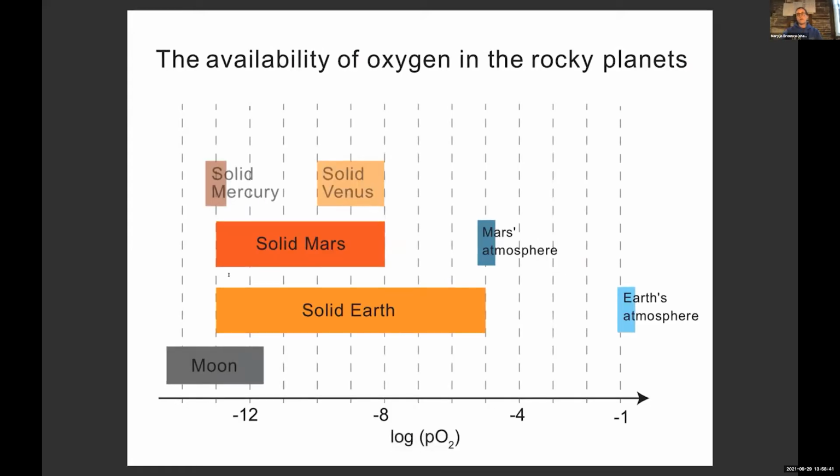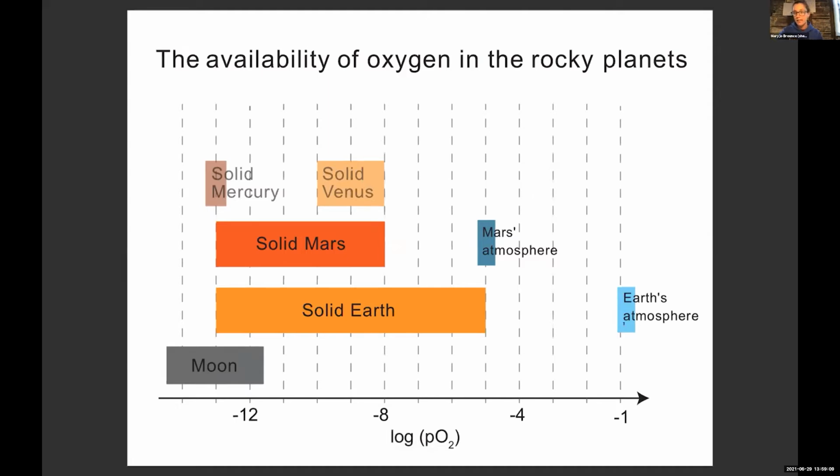Okay, so then if we want to look at not what is the abundance of oxygen bound in the inner solar system, but what is the variation in the availability of oxygen in all of these rocky planets in the inner solar system, it would look something like this, where we're keeping track of the log of the partial pressure of the dioxygen molecule. And so Earth's atmosphere, for instance, hangs way over here to the right at 1 atmosphere at sea level. We know that there's about 0.2 atmosphere oxygen present. And so the log of that number is something like minus 0.6.